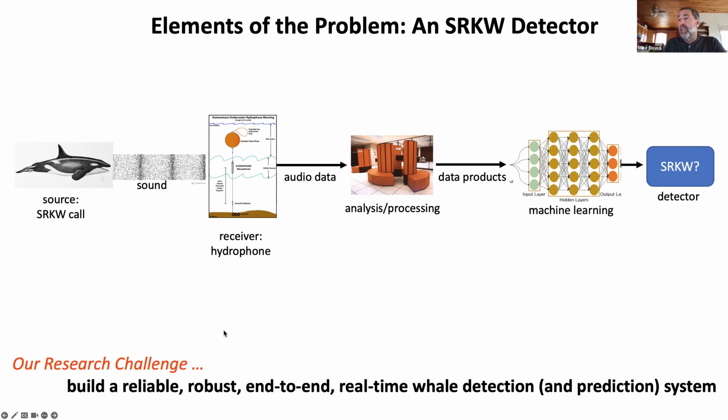So what's our challenge? We want to build a reliable, robust, end-to-end, real-time whale detection system. And we want to integrate it into the forecast system that Ruth outlined at the top. The forecast system is essentially a data synthesis tool that synthesizes various types of data sources, things like visual data and hydrophone detections, using a movement model.